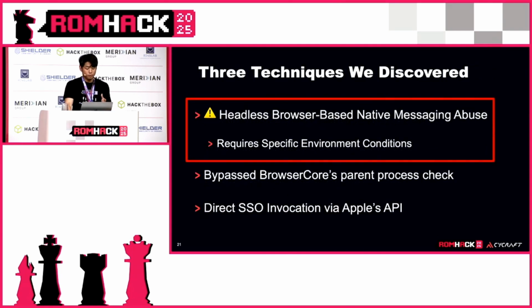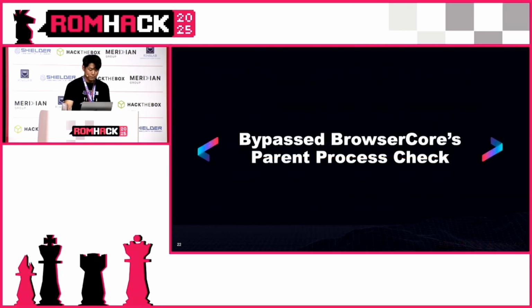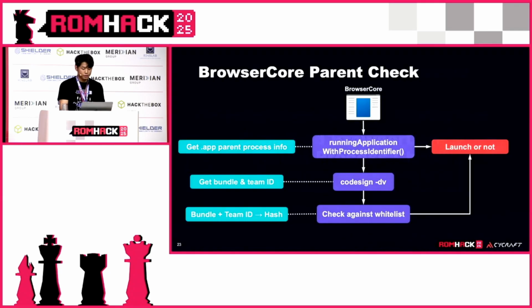So the first method works, but it comes with some specific dependencies. And naturally, we weren't satisfied with just that, which brings us to the second method: bypass BrowserCore's parent process check. After some reverse engineering, we found that BrowserCore first calls the running application with process identifier function to get the parent process info. And then it runs the codesign command to grab the Team ID and the bundle ID. These two values are concatenated, hashed, and checked against an internal whitelist.